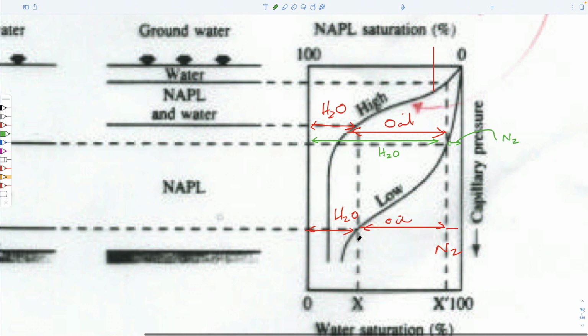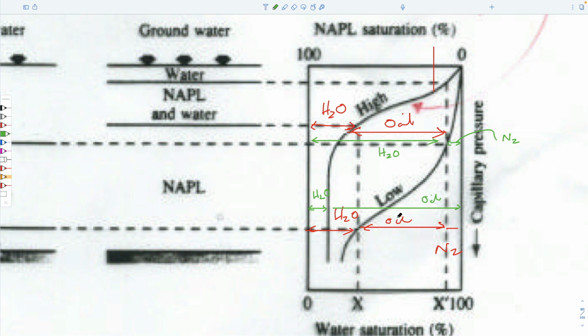Conversely, as we go down to deeper depths in the low permeability one, there'll be now a large saturation of oil and a smaller saturation of water. And I suppose if I did this for the high permeability one, this would be H2O. And this would be oil, for want of a better term, right? So we could contrast the things.